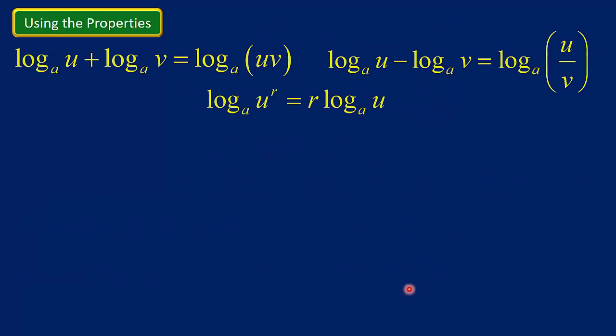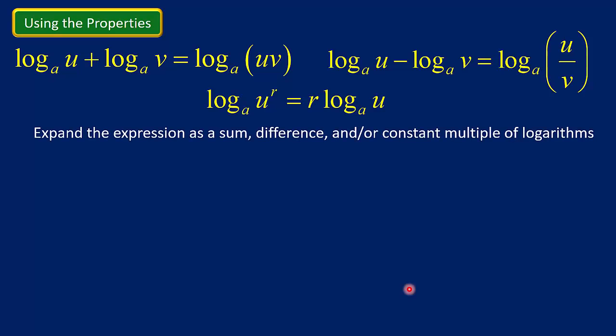Okay. Now, so here are the 3 properties. Let's go the other way. Let's suppose that we have a log, just one quantity here, and we want to expand the expression. In other words, we want to go backwards from what we just did. So we've got log base 2 of 7x. We write that as log base 2 of 7 plus log base 2 of x. Okay, using this property.